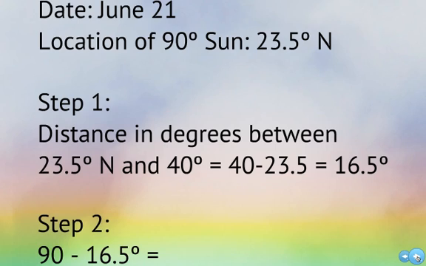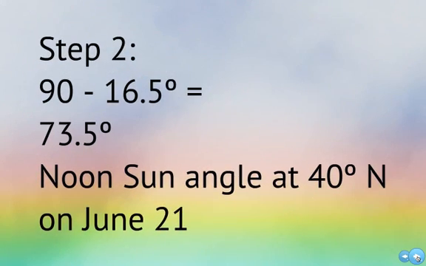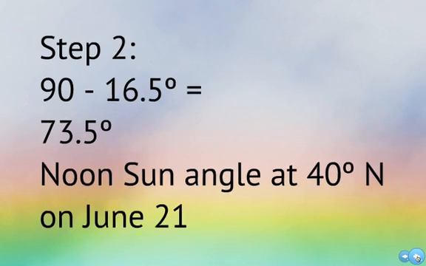So the first step is to find the distance in degrees between 23.5 degrees north and 40 degrees north. So all we do is take 40 minus 23.5 and we get 16.5 degrees. Next, we simply take 90 degrees minus that 16.5 degrees from above and get 73.5 degrees. And that is your noon sun angle for June 21st at 40 degrees north.